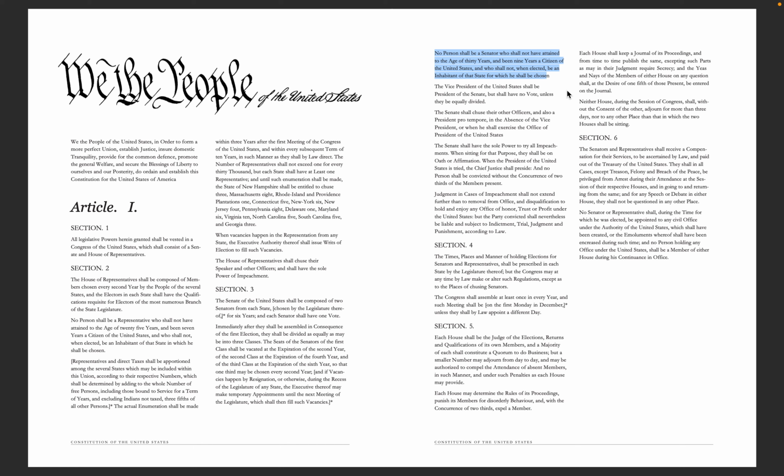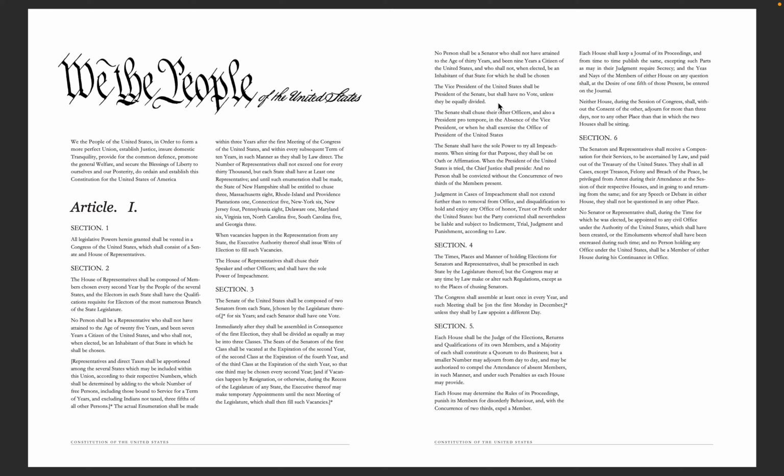They must still live in the state they represent, and the vice president shall be president of the Senate, but shall have no vote unless they be equally divided. Remember, the Senate always has an equal number of people because each state gets 2 senators, so it'll always add up to an equal number. This is the main power of the vice president, other than being the president in waiting should something happen to the current president.